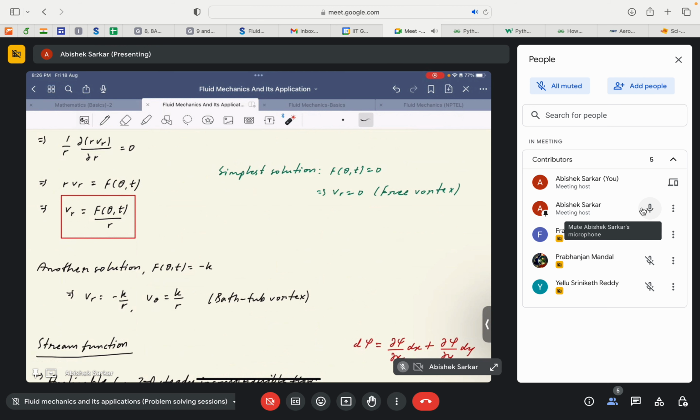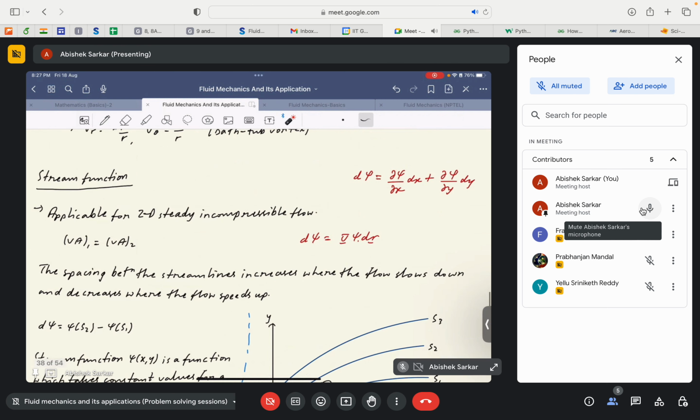There are some special cases. If f of theta and t is equal to 0, then v r would be equal to 0. This is also a valid case, and it essentially gives us a free vortex. We will deal with the concept of the free vortex, the bathtub vortex, or sources and sinks when we are dealing with potential flow. This will be dealt with in the later part of the course, so let's not emphasize it much.